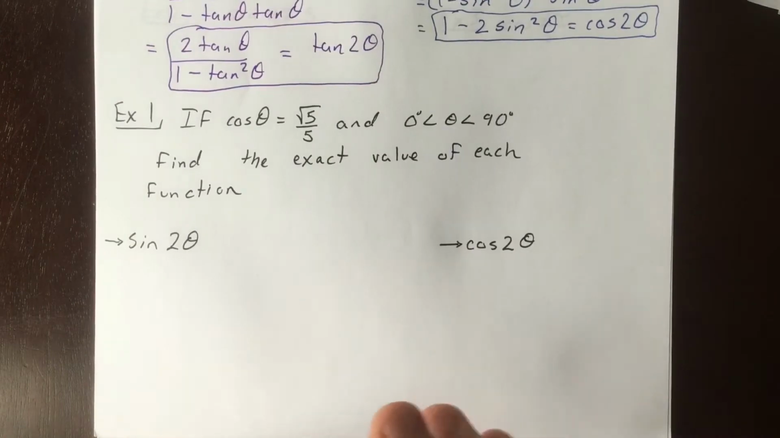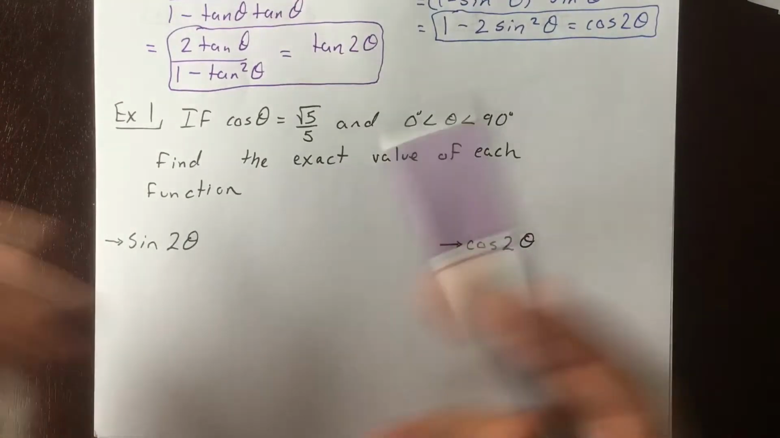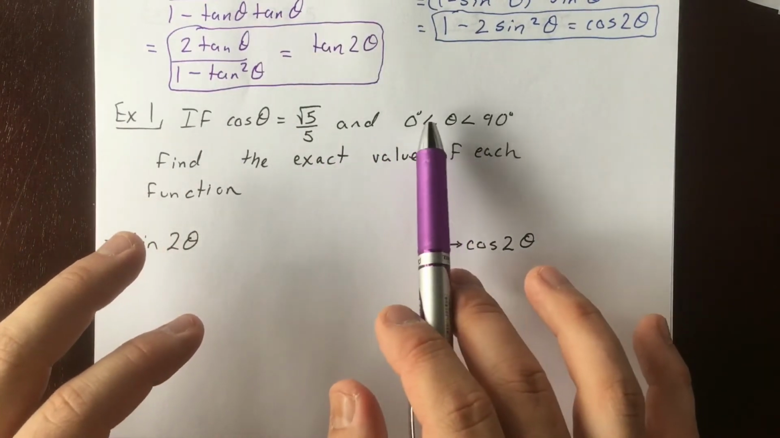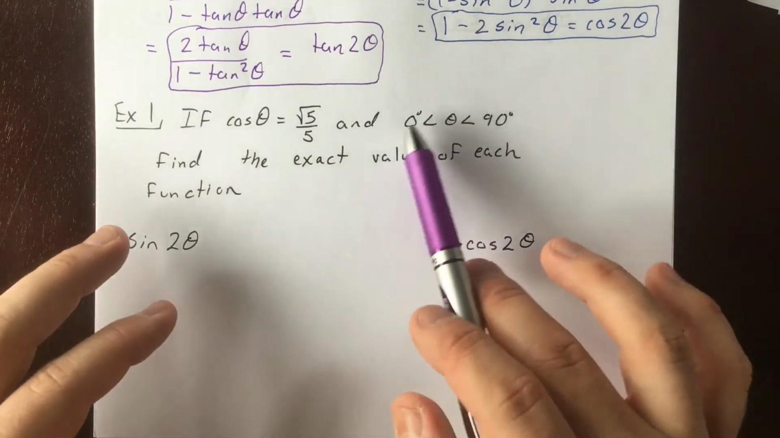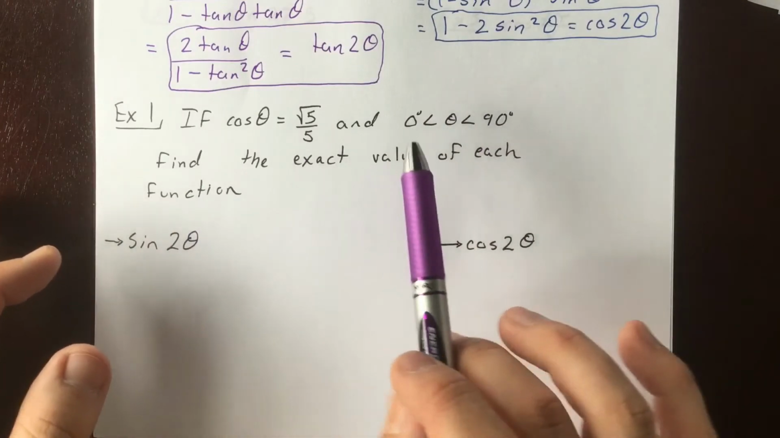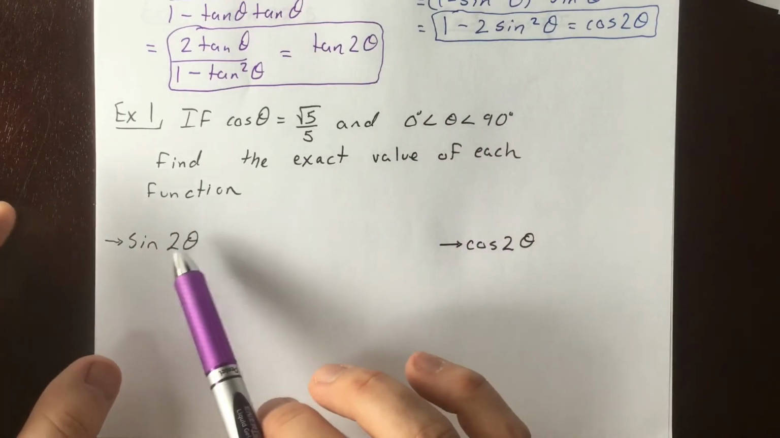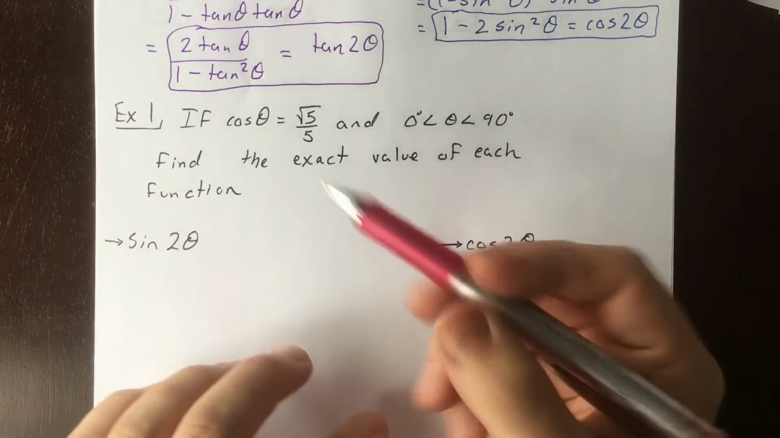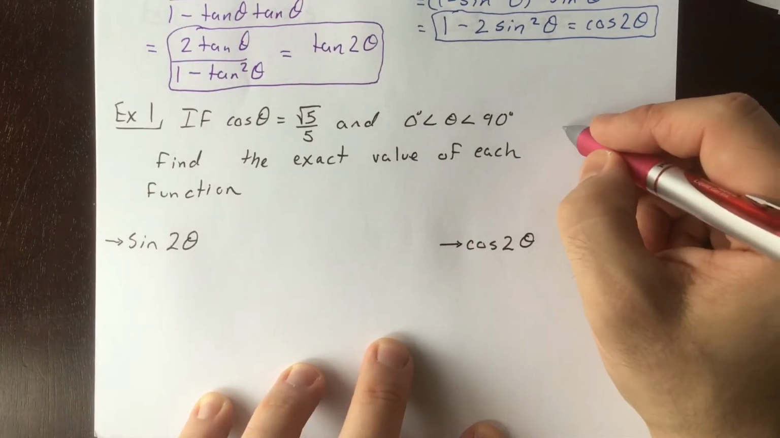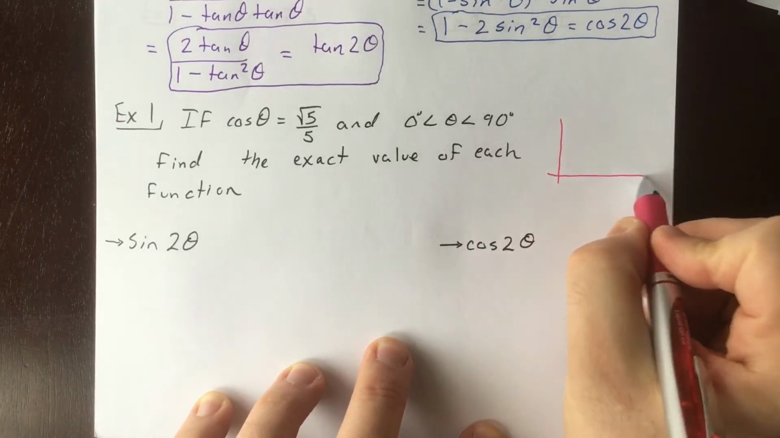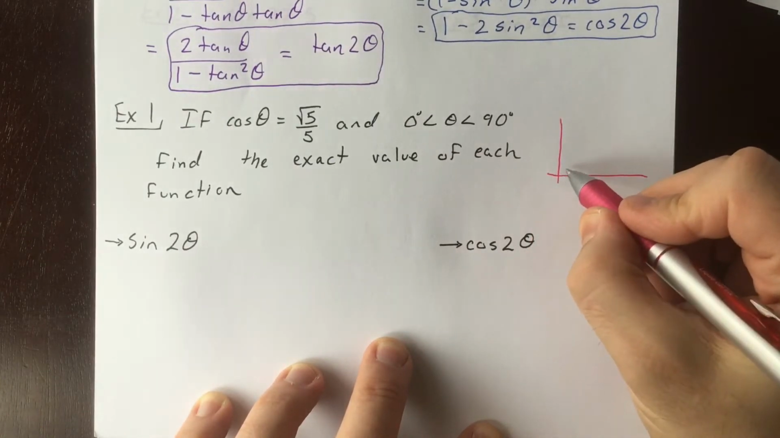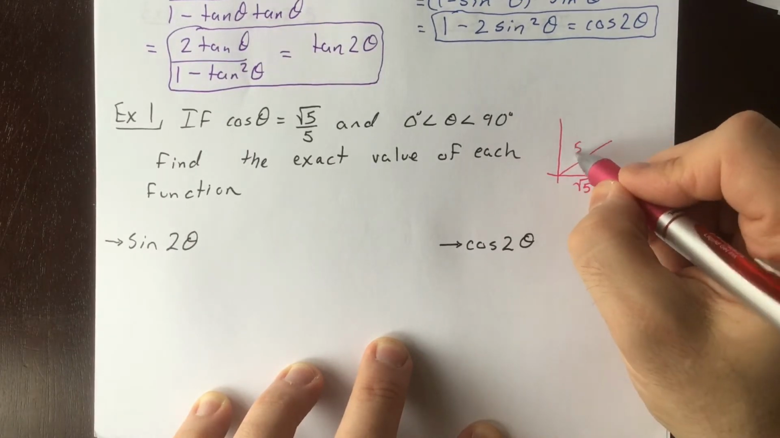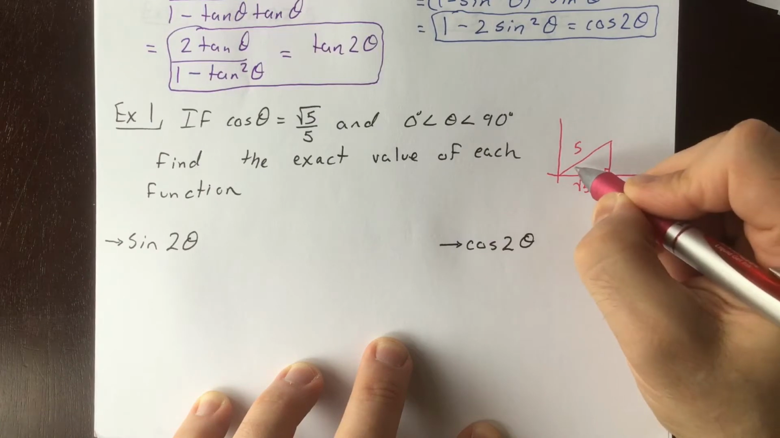Let's say cosine of theta is square root of 5 over 5. Already I'm thinking reference triangle. And theta is between 0 and 90. Find the exact value for sine of 2 theta and cosine of 2 theta. So I need a reference triangle to work with. We're in quadrant 1. Cosine says our adjacent is square root of 5, and our hypotenuse is 5.